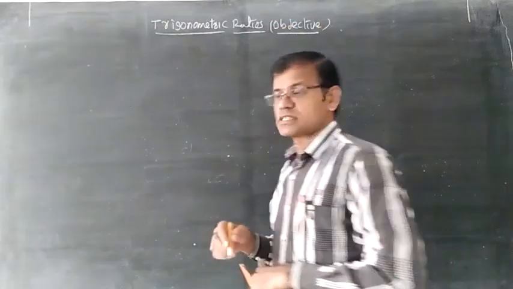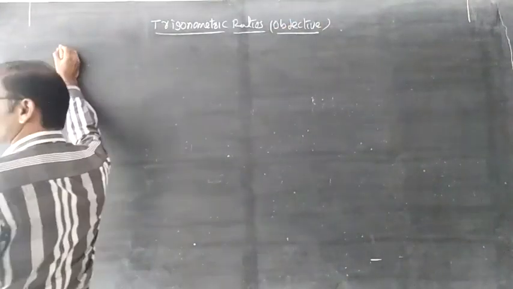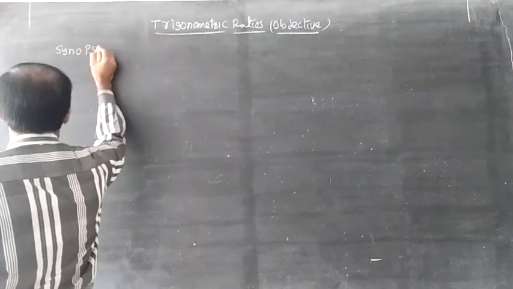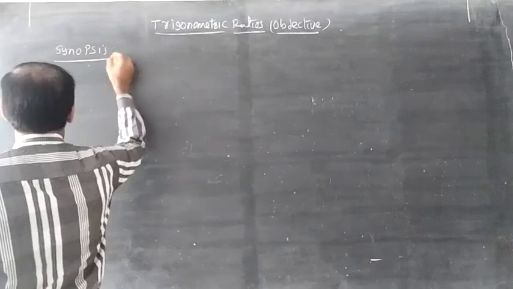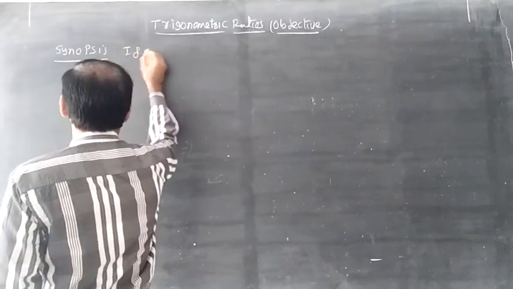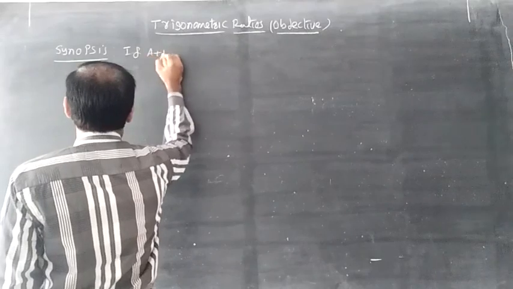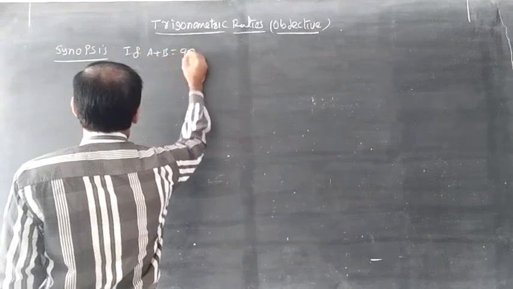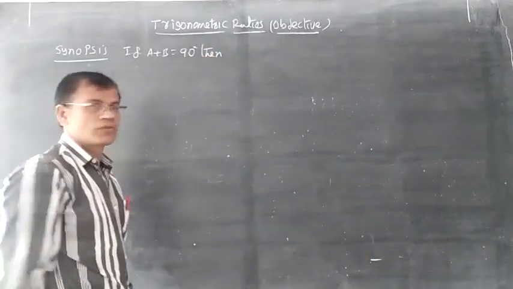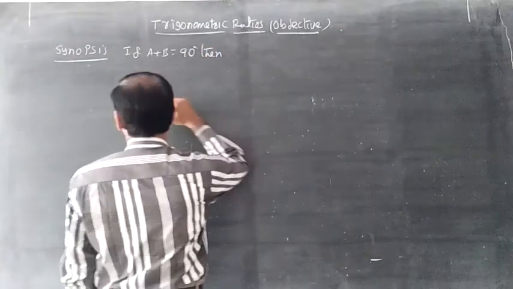First of all, we should discuss some synopsis. First, put side heading synopsis. Synopsis means formula. If a plus b is equal to 90 degrees, these are the useful formula. You write in your notebook.